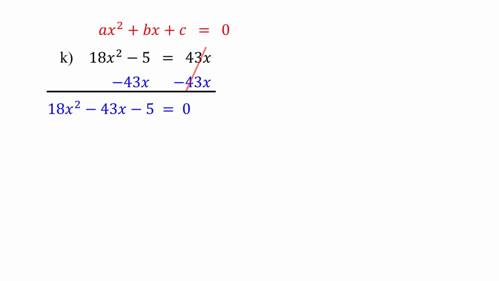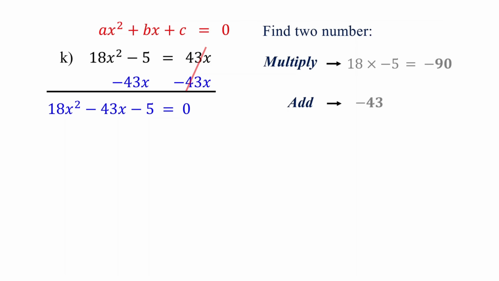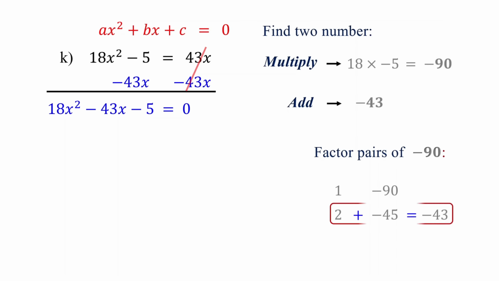Please feel free to pause the video and give it a try. First, multiply the leading coefficient by the constant term, which equals negative 90. Then, find two numbers that multiply to give negative 90 and add up to negative 43. List the factor pairs of negative 90. 1 and negative 90. 2 and negative 45. Notice that 2 and negative 45 add up to negative 43, right?